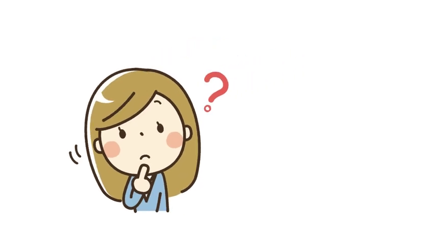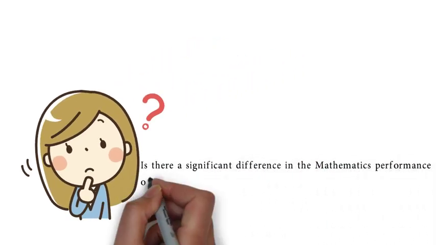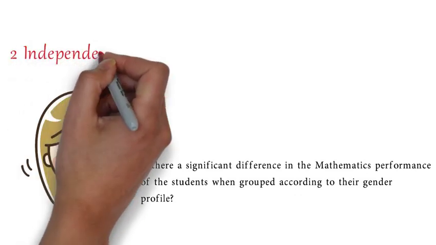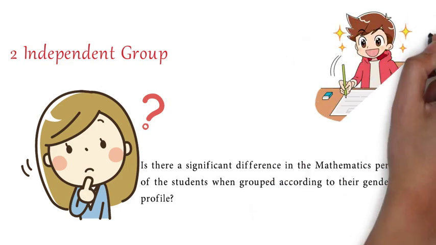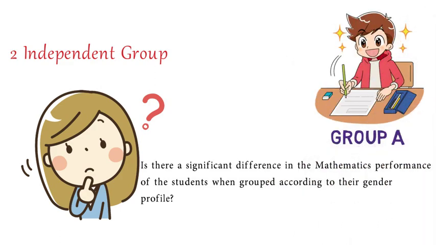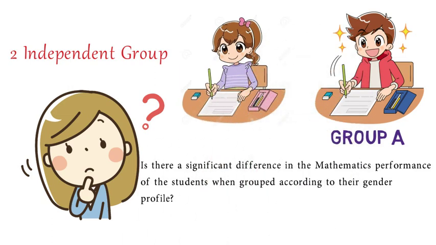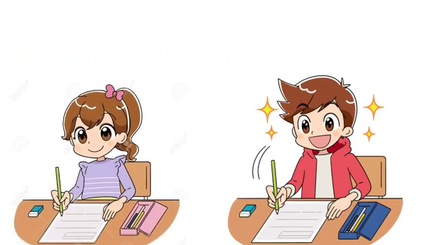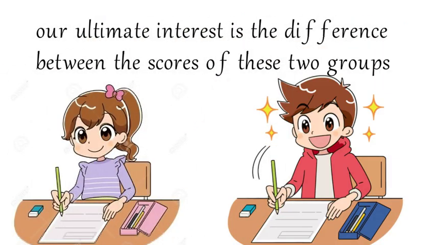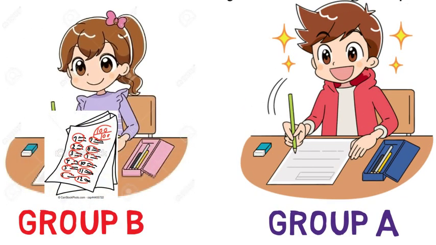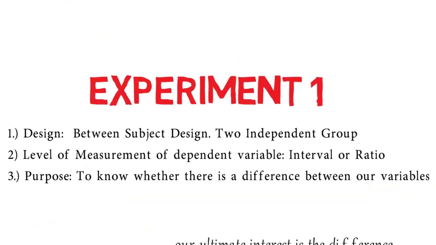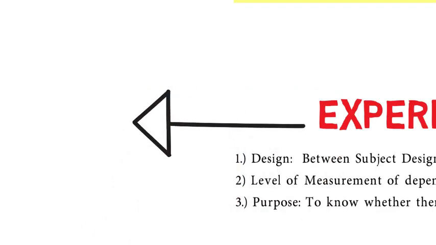For example, I wanted to know whether there is a significant difference in the mathematics performance of the students when grouped according to their gender profile. So why do we say na meron tayong dalawang independent group? Our group A would be the performance of males and our group B would be the performance of females. We treat them independently and our ultimate interest is the difference in the dependent variable scores between these two groups. The students' mathematics performance will be based on their scores sa test, which is an example of a ratio scale. Therefore, the statistics that I will be using here is an independent t-test.